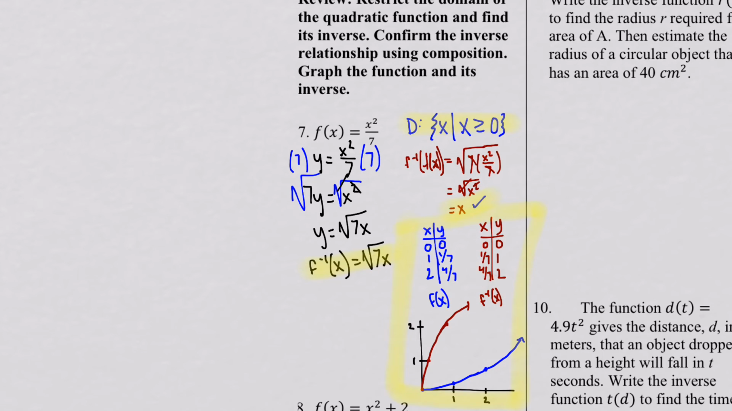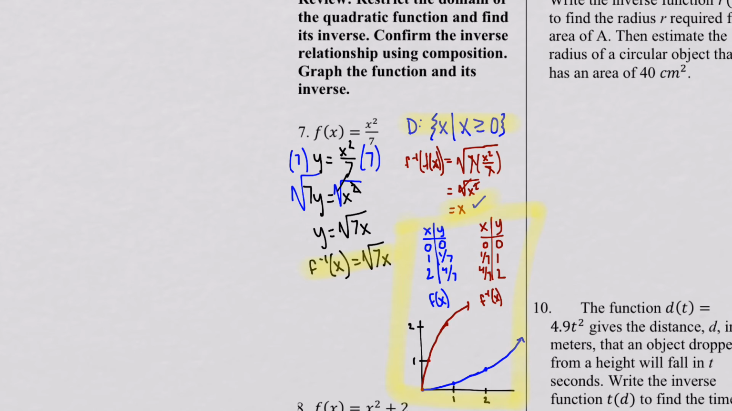Then here's my work for the graphs. This is the table for this one. Once again, like I said, I restricted my domain to greater than or equal to 0, so I chose numbers that are greater than or equal to 0: 0, 1, 2. Plug those numbers in here, and I got 0, 1 over 7, and 4 over 7. You may turn those into decimals if you want. I left them as fractions, that's okay, because I'm going to estimate when I graph anyway. That's the original. The inverse are just the flipped numbers, right? 0, 0, 1 over 7, 1, 4 over 7, 2.